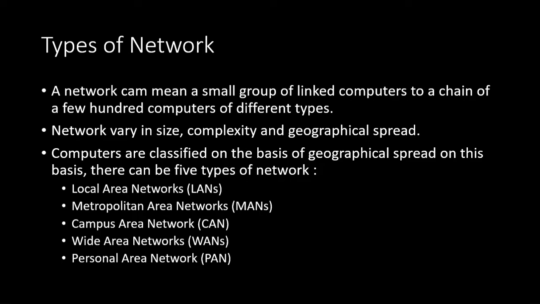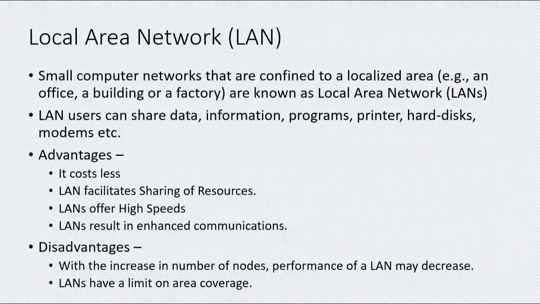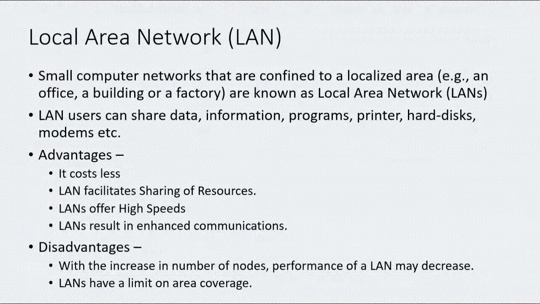MAN is the metropolitan area network, CAN is the campus area network, WAN is the wide area network, and PAN is the personal area network. So let's see each of the types of network one by one. First of all, let's see what is the local area network, or the LAN.